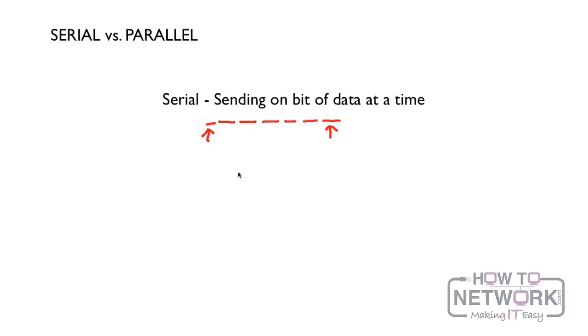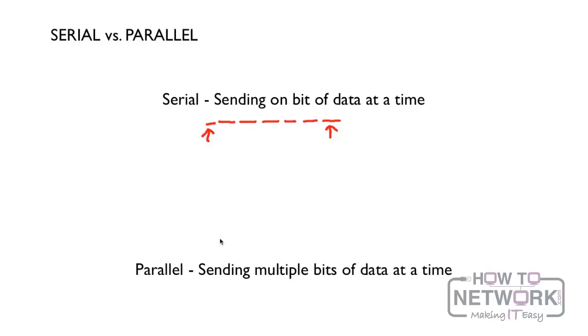Now this is very different from parallel, which allows me to send multiple bits of data at a time. So I could send 4, let's say, bits of data, or 8.